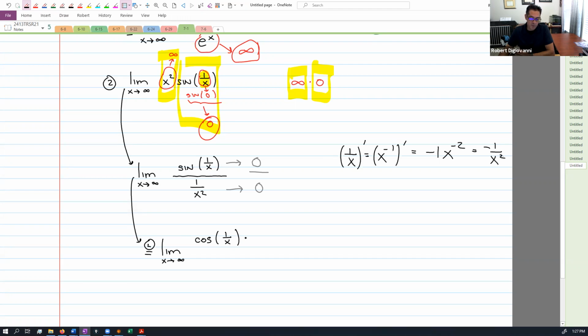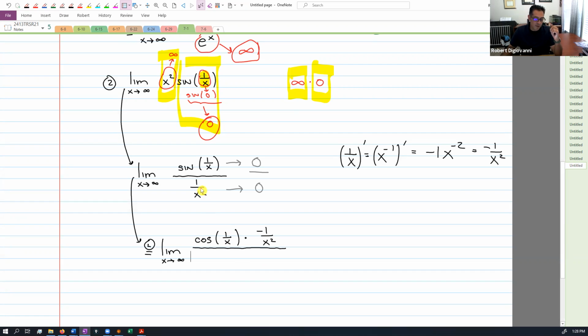And to be completely honest with you, as a Cal 1 student going into Cal 2 at some point, you want to be able to just look at this, 1 over x, realize it's x to the negative 1, realize the derivative of that is negative x to the negative 2, and just write the answer down, negative 1 over x squared. You want to get to that point where you can just do that and not have to write all that stuff on the side. You may not be there yet, but that is a goal you want to get to.